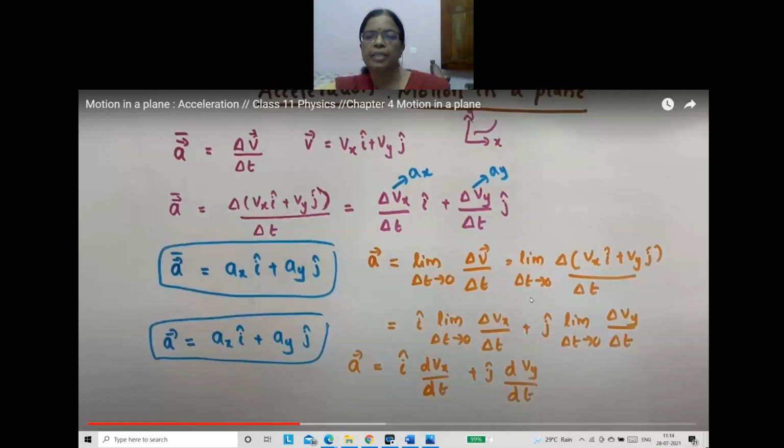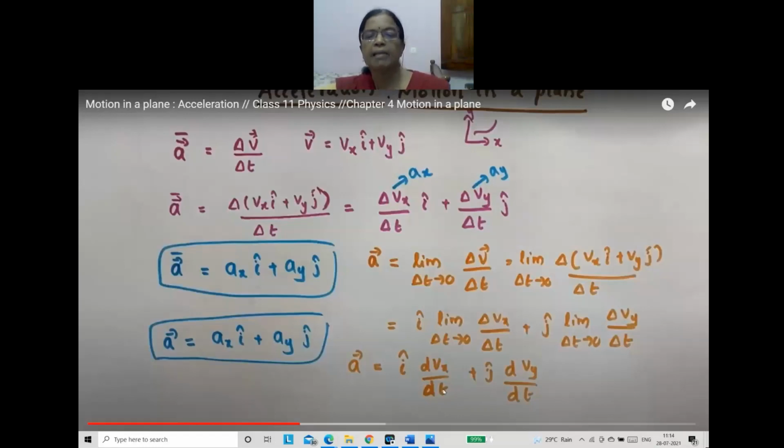Next step, splitting the two terms: i cap into limit delta t tends to 0, delta Vx by delta t, plus j cap into limit delta t tends to 0, delta Vy by delta t. And we know this is dVx by dt, the first derivative of the x component of velocity, plus j cap into dVy by dt, first derivative of velocity along the y direction.